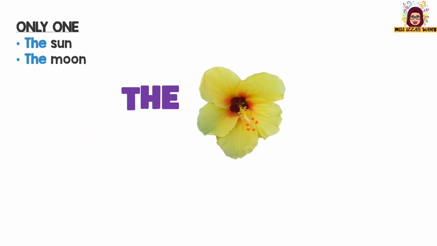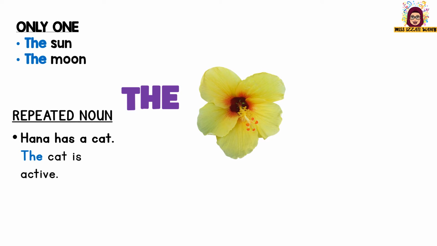The. Only one. Ada satu je dalam dunia ni. Okay, the sun, the moon. Ada satu je kan? So we use the. Or repeated noun. Hannah has a cat. The cat is active. The cat is repeated. Ia diulang daripada kata nama sebelum ini. For the first time, we use a cat, seekor kucing. Hana ada seekor kucing. Kucing itu aktif. Okay, we are referring to the cat.